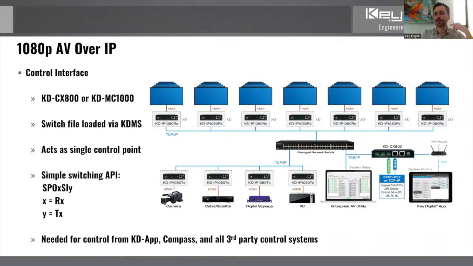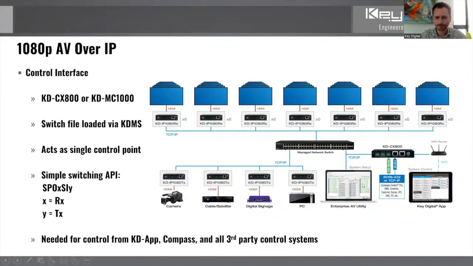All you need is one IP address. All you need is point-to-point communication. And you could send a simple string to that control interface that is the exact same switching command as all of our matrix switchers for the past 13 plus years at Key Digital. SPO-X SIY: signal processor, output X, select input Y, with X being your display number, Y being your source number. And so you need that control interface for all of your systems.